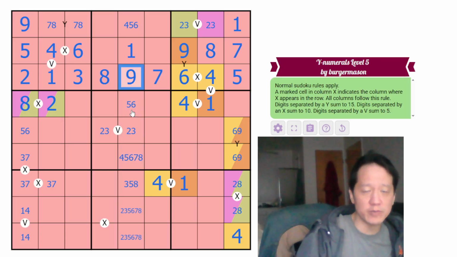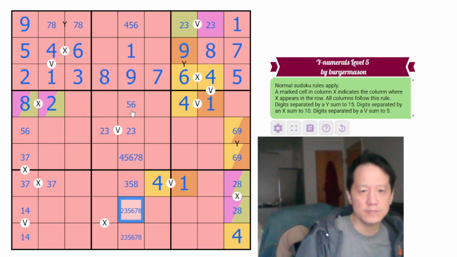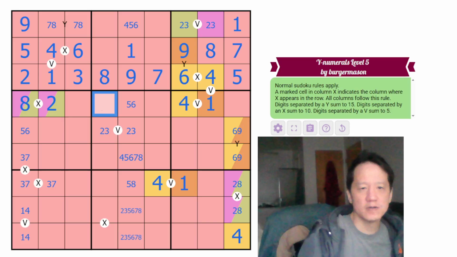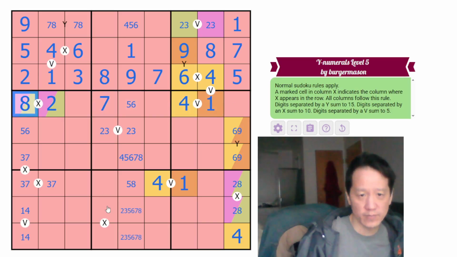This can't be 9 because of this 9. This can't be 3 because of this 3, 7 pair in the row. So this is 5 or 8, 5 or 6. 7 is in the 4th slot, so this must be a 7. 8 is already in the 1st. 2 is already in the 2nd.